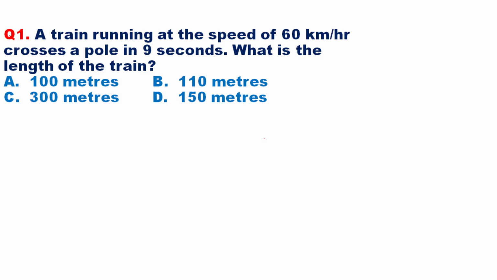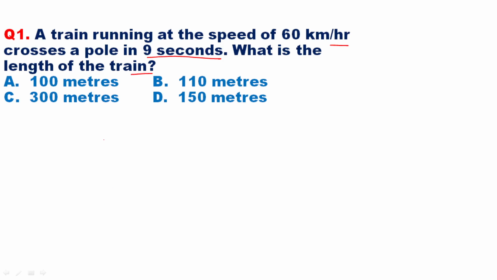A question is there: a train running at the speed of 60 km per hour crosses a pole in 9 seconds. So what is the requirement? The requirement is first to have a glance completely at the question and then go for solving it. What is the length of the train? We need to find the length of the train.